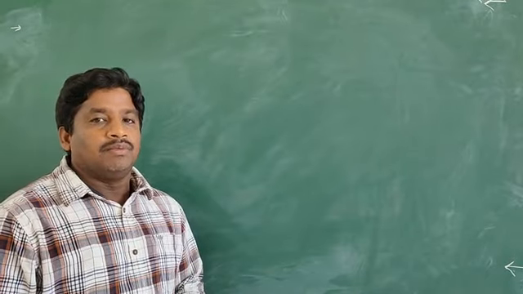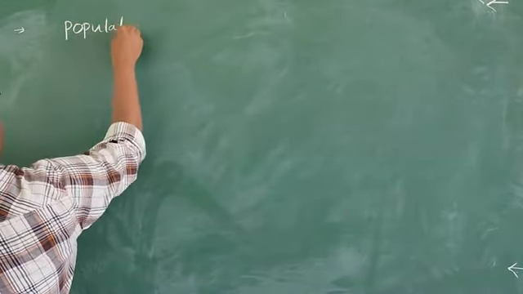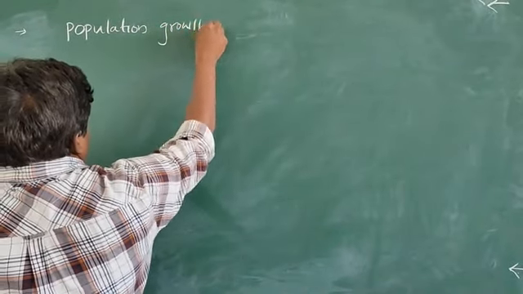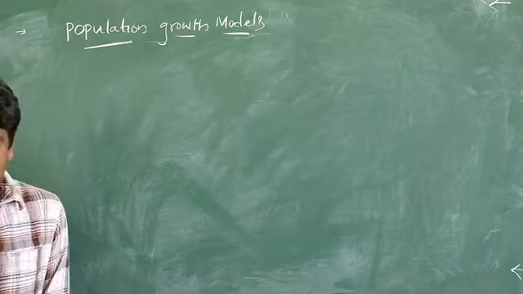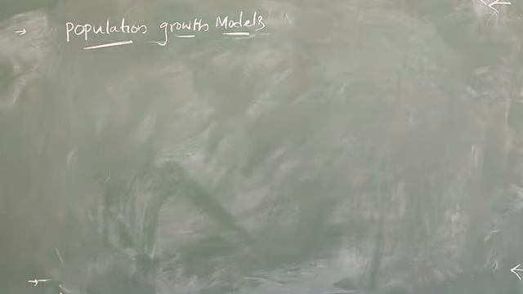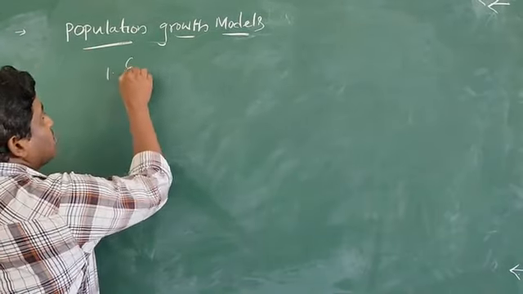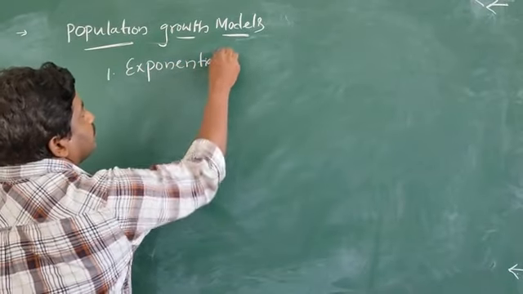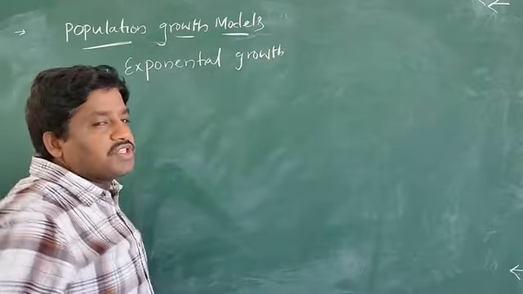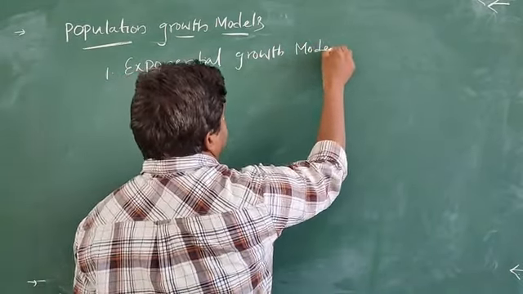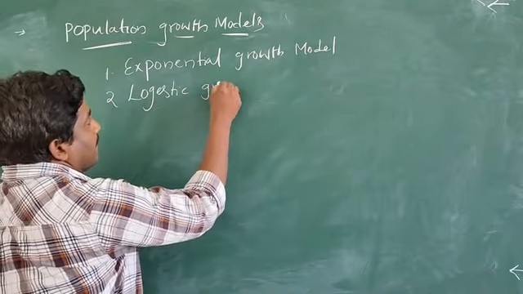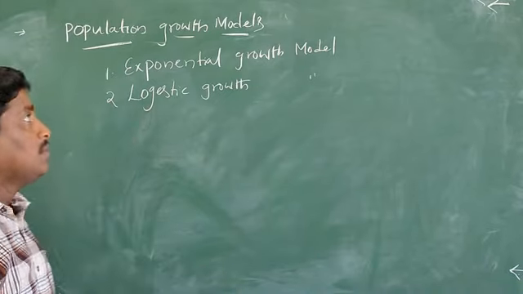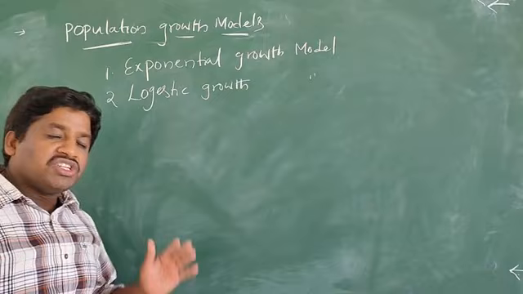In this class, we have focused on population growth models. Population growth models are two types. First one, exponential growth model. Second one, logistic growth model. Okay. So first of all, we are going to discuss the exponential growth model.